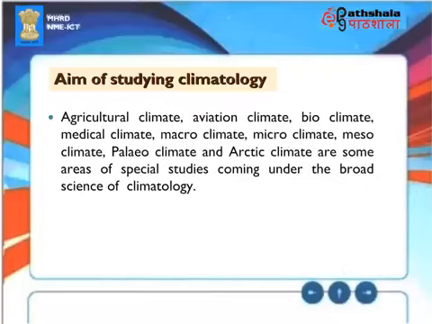Agricultural climate, aviation climate, bioclimate, medical climate, macroclimate, microclimate, mesoclimate, paleoclimate, and Arctic climate are some areas of special studies coming under the broad science of climatology.